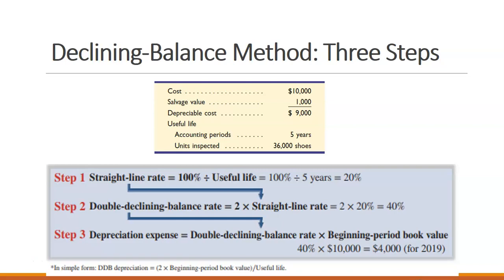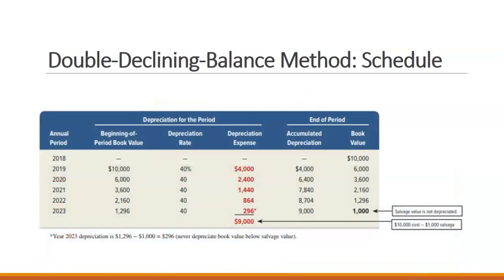Then our depreciation expense is double declining balance rate times the beginning book value. So in the first year, our depreciation expense would be $4,000. For double declining, we don't take the cost minus salvage value. We take the 40% times the actual cost. But then you'll see on the schedule that we still don't depreciate beyond the salvage value.